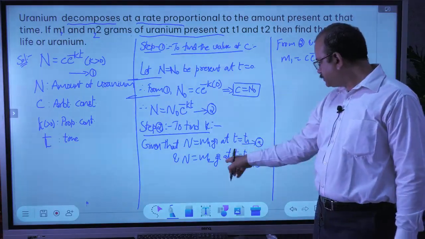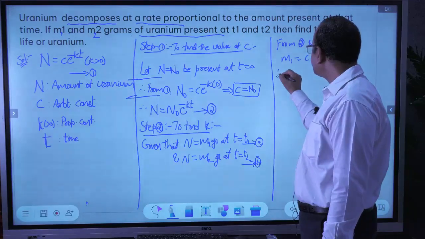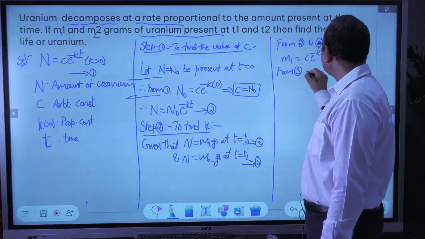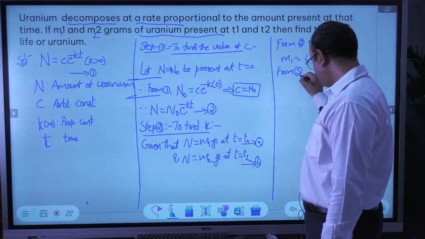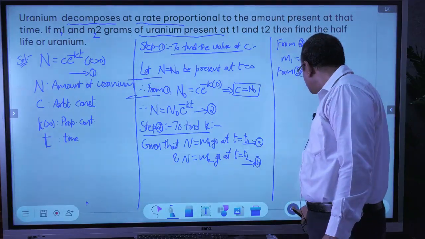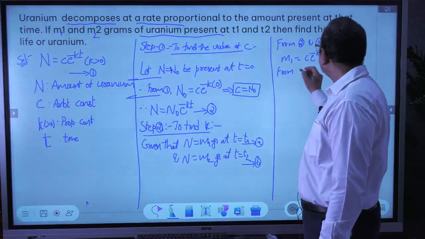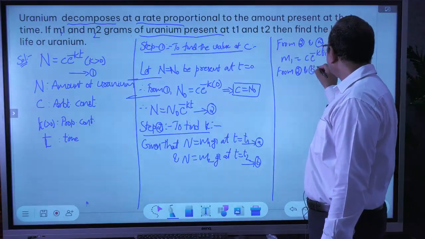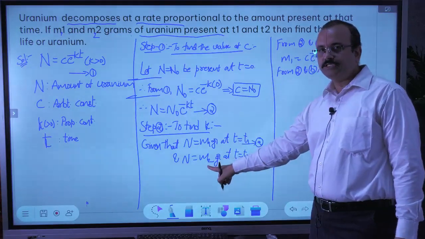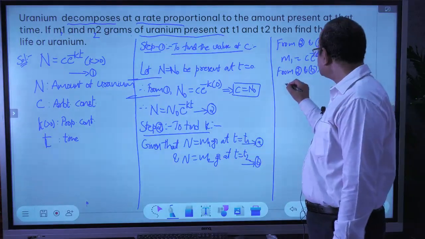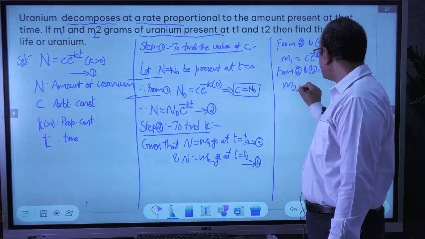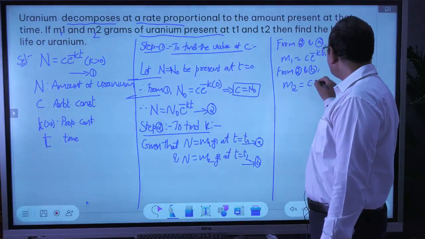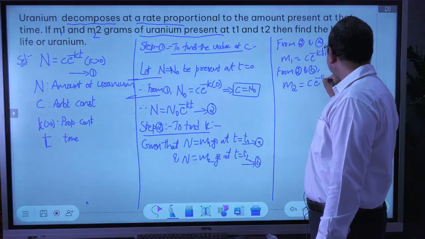Similarly, if we substitute equation B, from equation 2 and B, here N value is given as M2 and T is T2. Therefore, if we replace the values in place of N and T, we get M2 is equal to C into e power minus k t2.